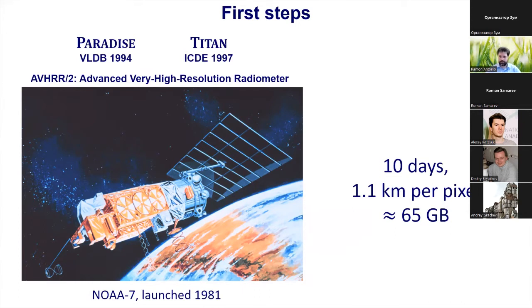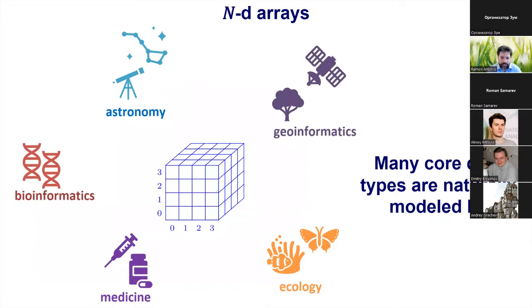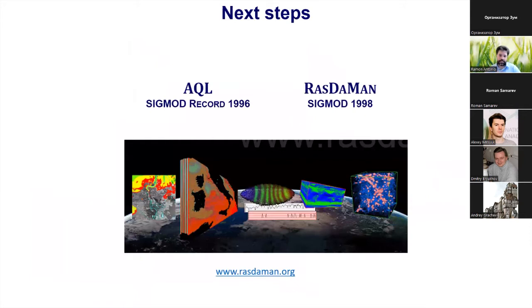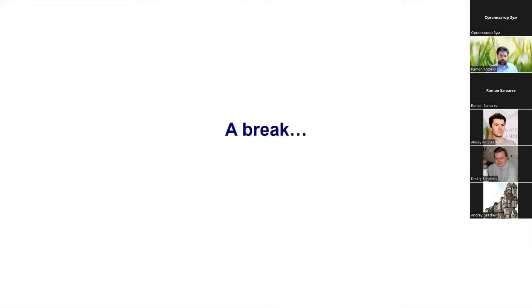What is more important, this data volume, its production speed, and the variety of query scenarios articulated the need for a data management system of a new category. It was quickly realized that many core data types in geoinformatics, ecology, medicine, astronomy, to name a few, are naturally modeled by ND arrays. The next logical steps were general purpose array DBMS systems. Rasdaman is one of the earliest array DBMSs, which is still active. But then we had a break. R&D in this area had been stalling.